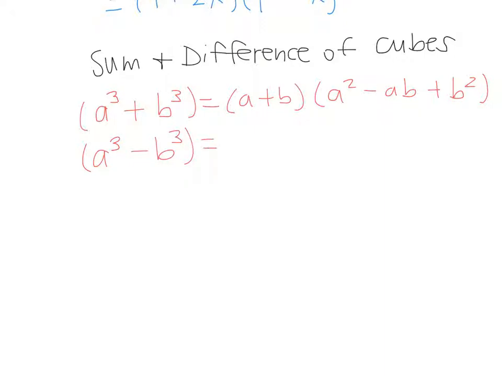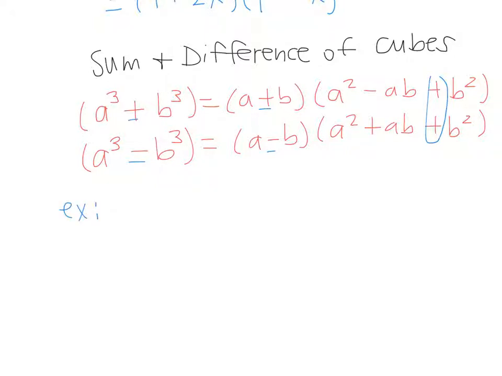there are just some minor changes. It's going to be a minus b for the linear factor, and for the quadratic factor, it's a squared plus ab plus b squared. So notice that the linear factor follows whatever the original sum or difference of cubes is. And then in the quadratic, the middle term is the opposite of whatever it is in the original, between the a and the b. And then for both of them, at the end, it's always plus b squared. Let's look at an example.